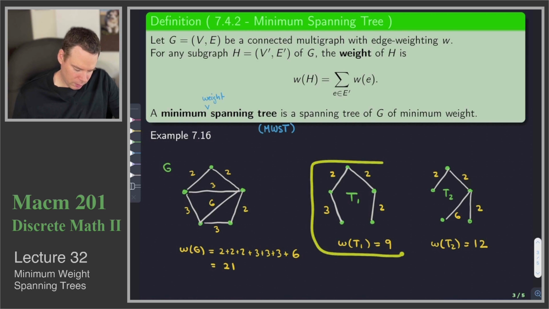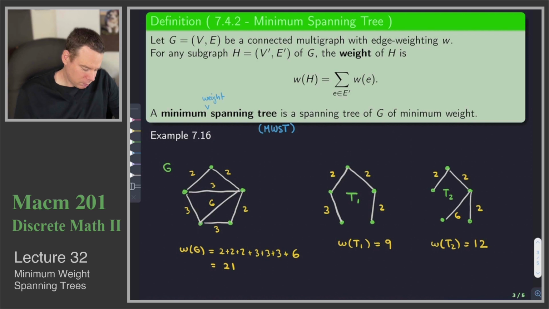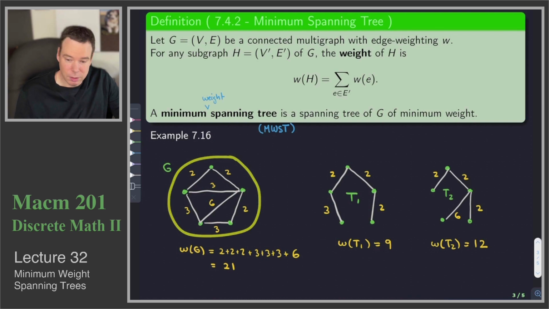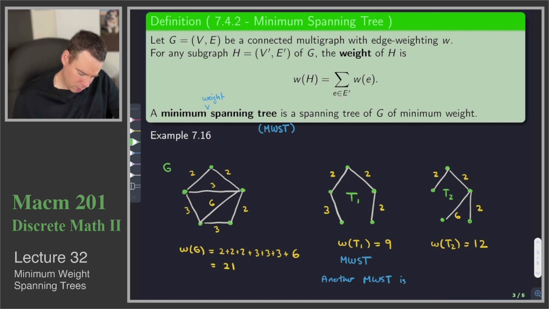This one has a smaller weight than this one. Is this the smallest weighted spanning tree of the graph? Well, we can go ahead and look at all the different spanning trees there are, compute their weights, and figure out which one's smallest. It turns out that T1 is a spanning tree of minimum weight. 9 is the smallest weight we can have. So this is a minimum weight spanning tree, but it's not the only one. So what is another? Another minimum weight spanning tree is, let's draw another one out.